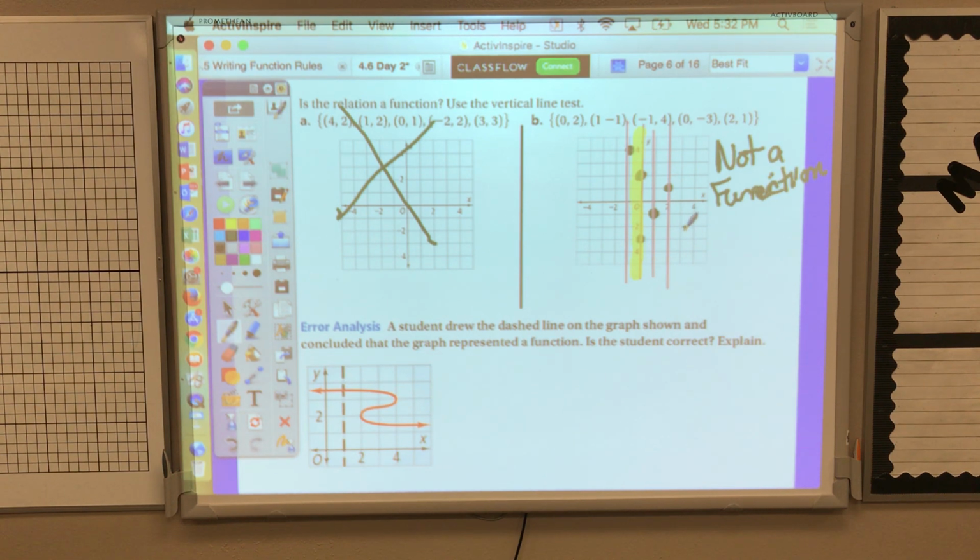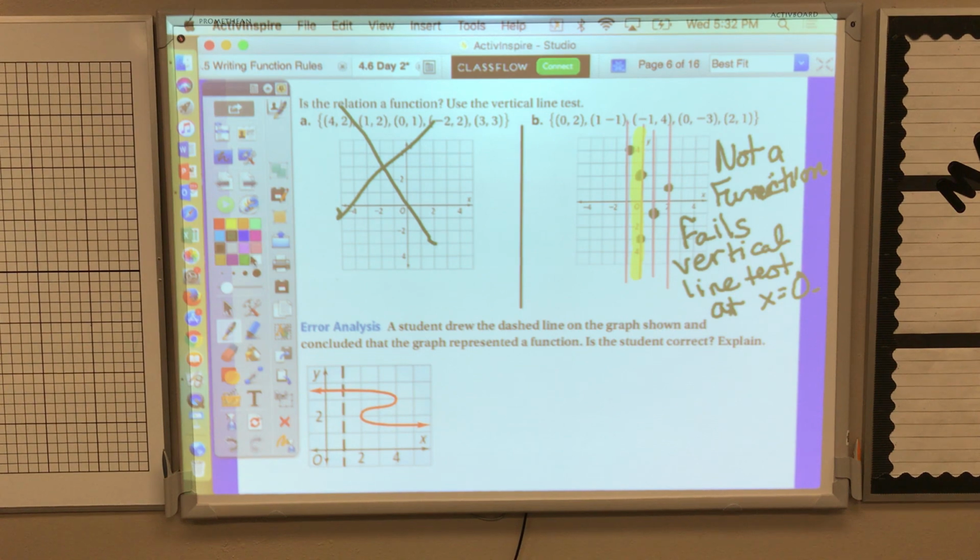To explain, it fails the vertical line test, specifically at x equals 0, because 0 is paired with more than one number.